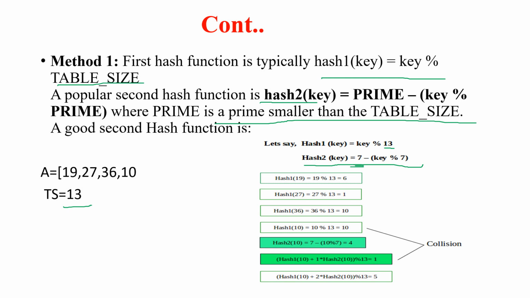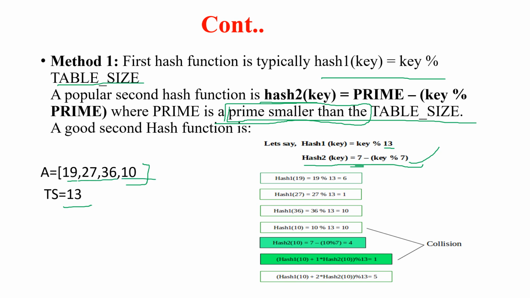Just remember the prime value is always smaller than the table size. Either you take 7 or 11, 3 is also a prime number, and 5 is also a prime number. So it's your wish what prime number you want to take, right? Here I am taking the prime value as 7, and on that basis I am calculating the second hash function. In this example the given elements are 19, 27, 36 and 10.